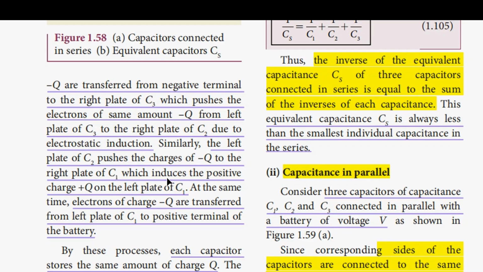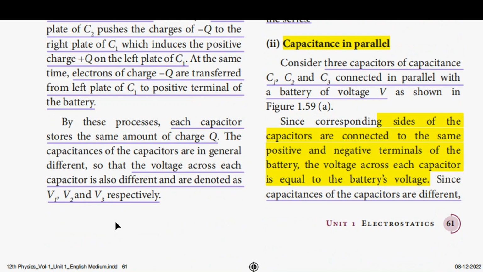which induces the positive charge plus Q on the left plate of C1. At the same time, electrons of charge minus Q are transferred from the left plate of C1 to the positive terminal of the battery. By these processes, each capacitor stores the same amount of charge Q. The capacitances of the capacitors are in general different, so the voltage across each capacitor is also different and are denoted as V1, V2, and V3 respectively.